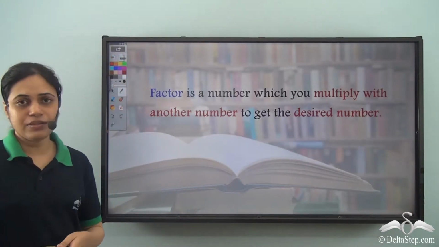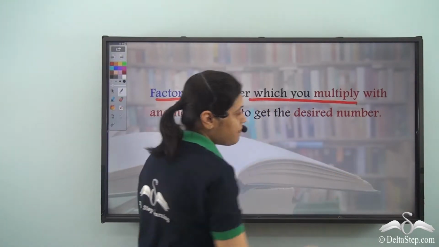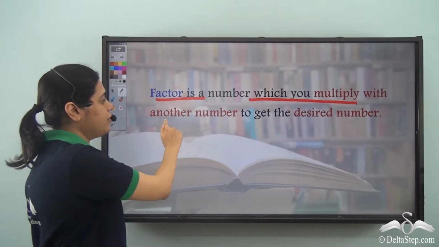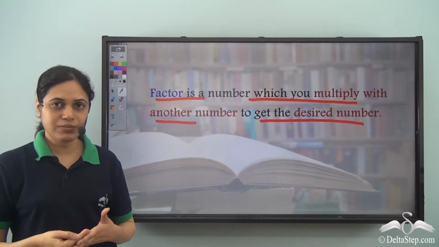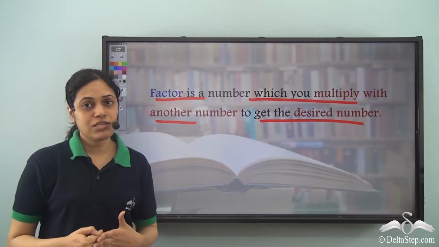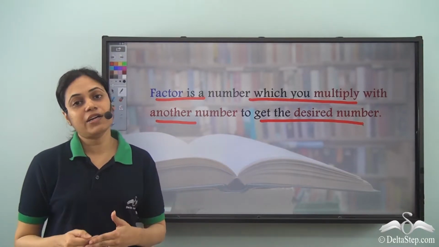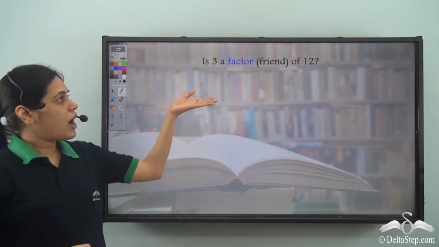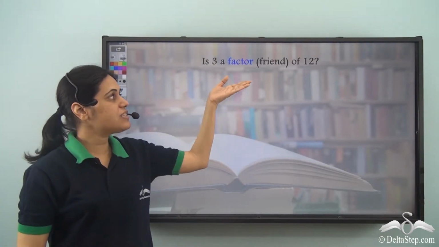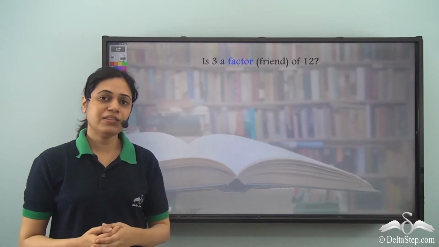So what is a factor? A factor is a number which you multiply with another number to give the desired number. Now the question is, how do you find whether a number is a factor of another number or not? So how do you find whether 3 is a factor, or a friend, of 12?